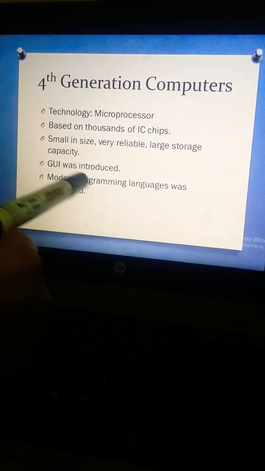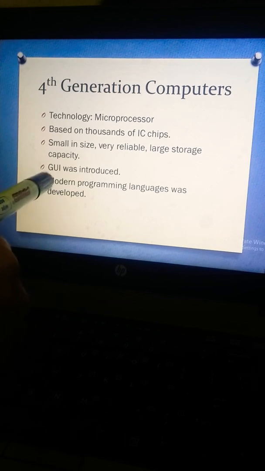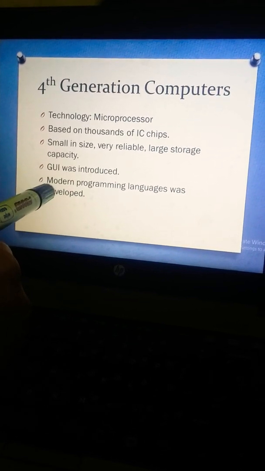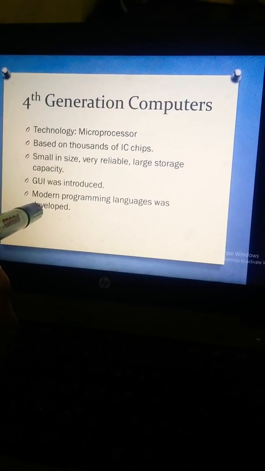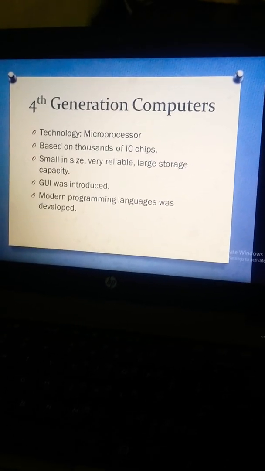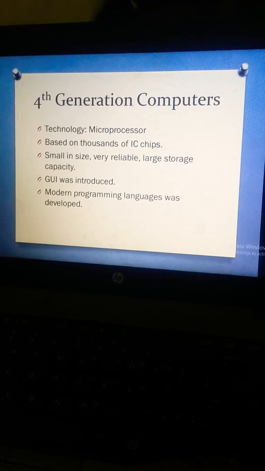Modern programming languages were developed, in which C++, Python, and Java are all modern programming languages, and they are all inventions of fourth generation computers.